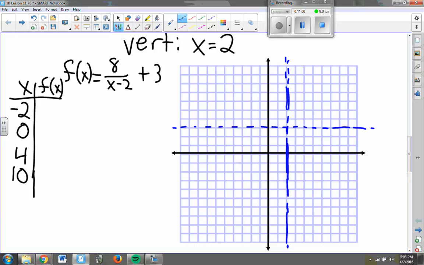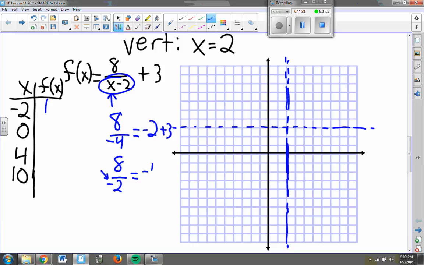If I put negative 2 in for x right there, negative 2, take away 2 is negative 4. 8 divided by negative 4 is negative 2, plus 3 means this is 1. Okay? If I put 0 in there, 0 minus 2 means this is going to be 8 over negative 2. The 8 divided by negative 2 is negative 4, plus 3 gives me a negative 1 here. So at 0, I should be at negative 1. And at negative 2, I should be at positive 1.